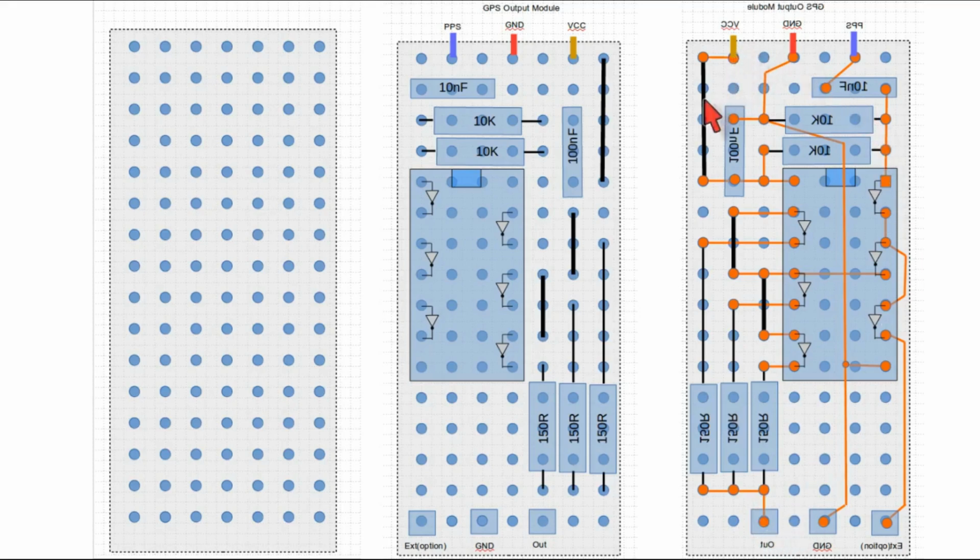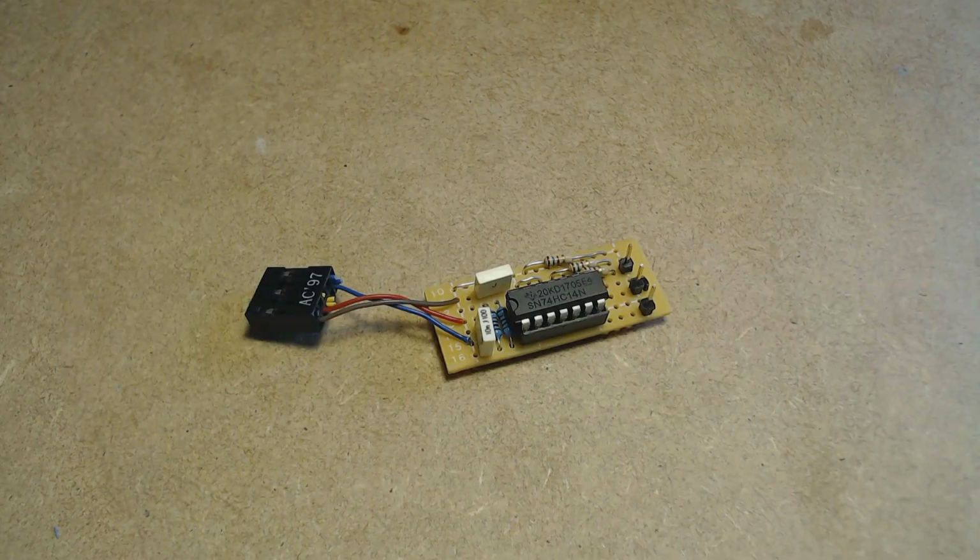VCC goes through this link to one leg of the 100 nF decoupling capacitor, one 10K resistor, and then to the chip. Ground goes to the other leg of the 100 nF capacitor, the other 10K resistor, then to the chip, and then to the ground output pin. This is the finished output board. Not terribly pretty, but functional.